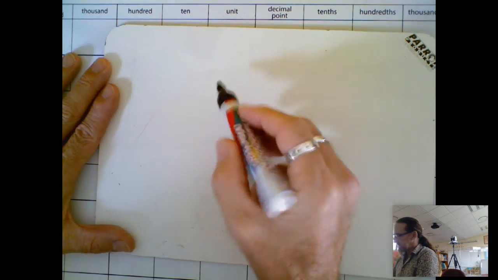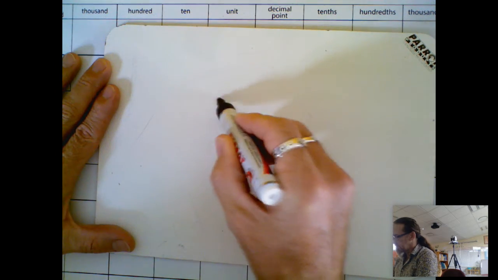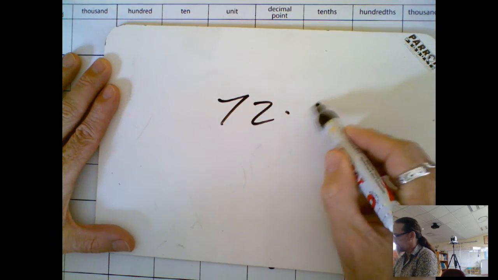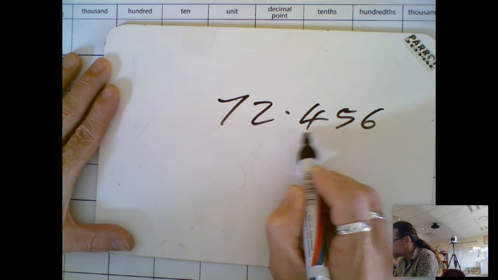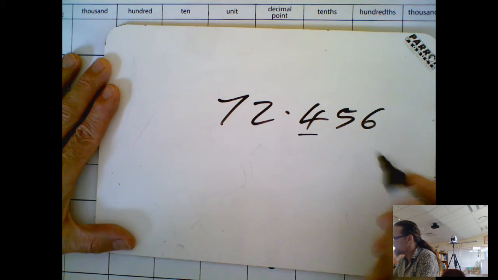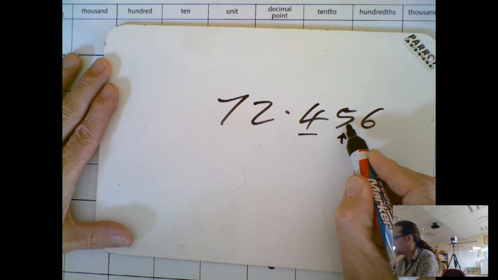So let's take a decimal. I don't know, 72.456. Okay. So I'm going to round this one to the nearest tenth. This is the tenths column. Okay. So I'm going to look at the column to the right. Oh, there's a 5 in there, so it must round up.